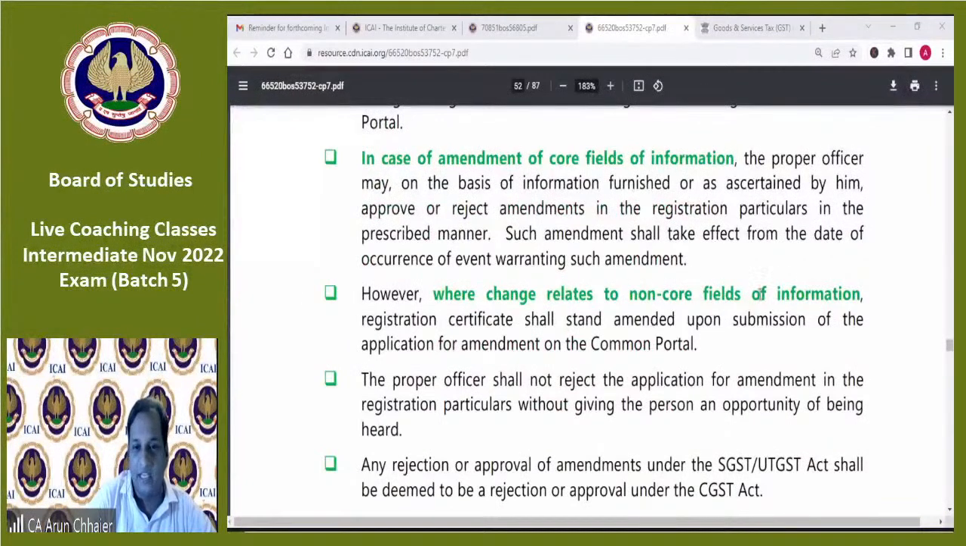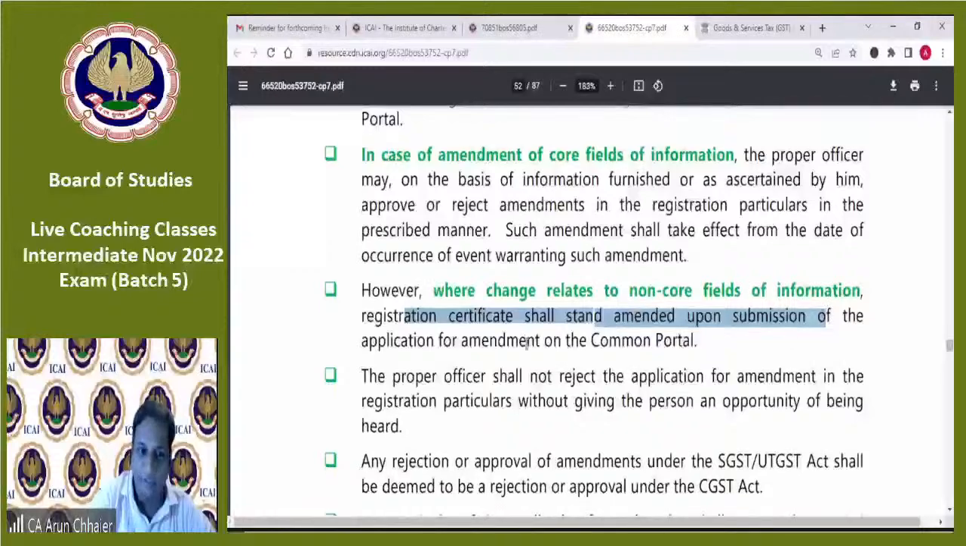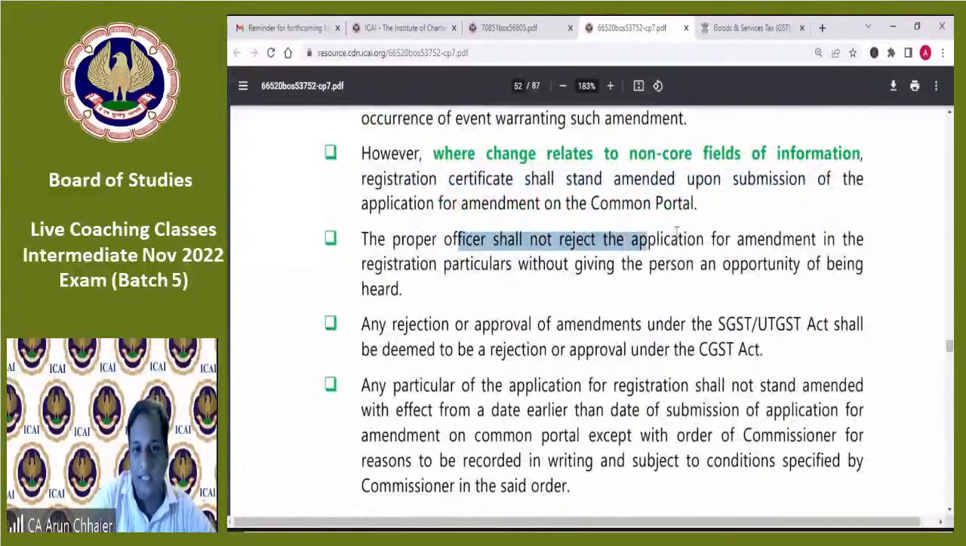However, where the change relates to a non-core field, the certificate shall stand amended upon submission of the information. The proper officer shall not reject the application for amendment without giving the opportunity of being heard.